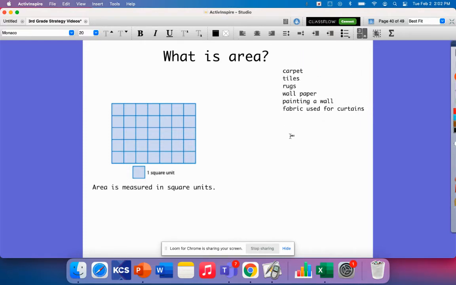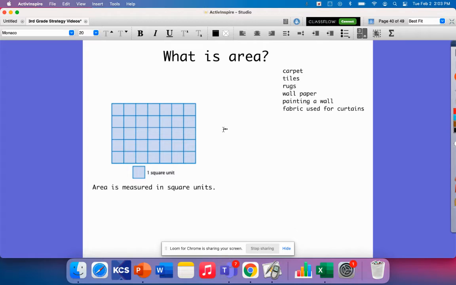So you can see that a lot of these things have to do with things that we see in a house. So somebody that was building a house would use the area every day. So let's look at this model that we have right here. Let's say that this might represent a kitchen floor. So this might represent our tiles, okay?